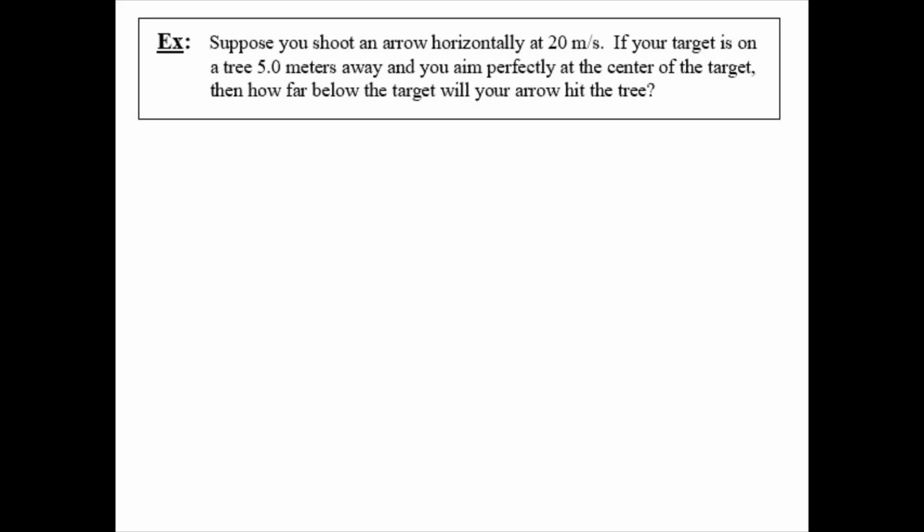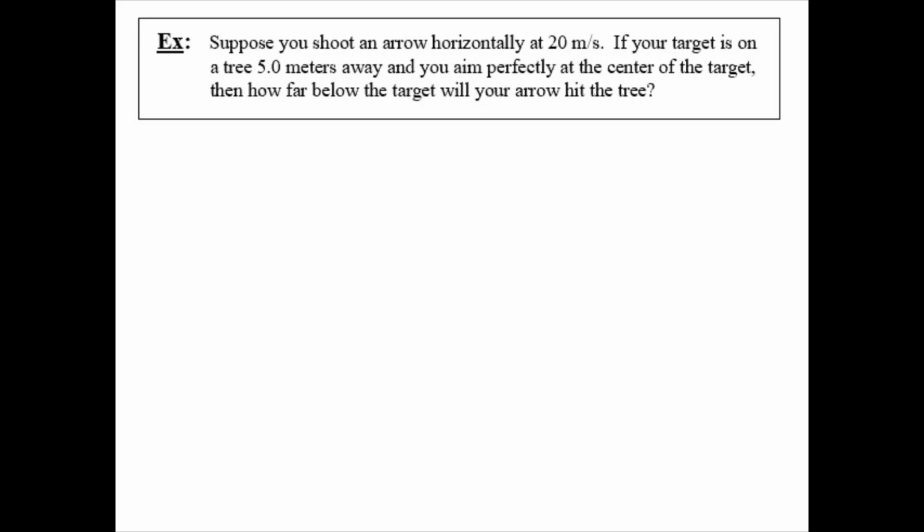Okay, so let's take a look at an example that's something like that. Suppose you shoot an arrow horizontally at 20 meters per second. So presumably we're talking about an archer with a bow and arrow shooting an arrow horizontally at 20 meters per second. It says if your target is on a tree 5 meters away and you aim perfectly at the center of the target, then how far below the target will your arrow hit the tree?